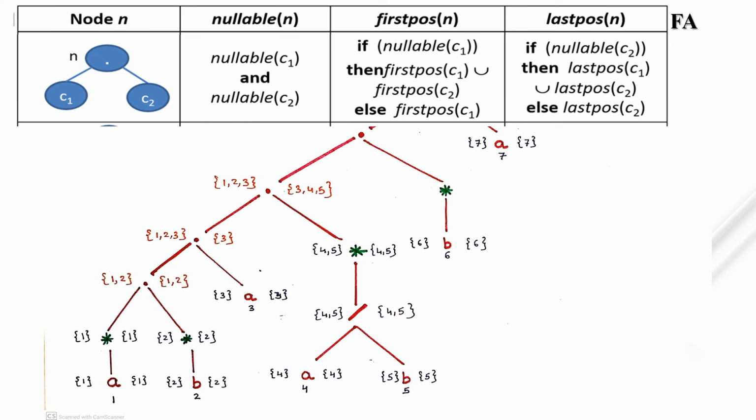As you can see here, if C2 is nullable, this is nullable. If C2 is nullable, then last position of C1 union last position of C2. So what is the answer? 3, 4 and 5. We put 3, 4 and 5 here.